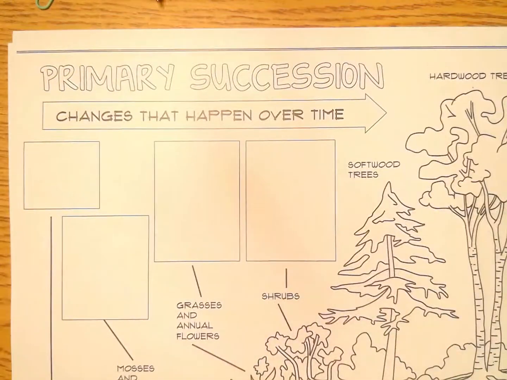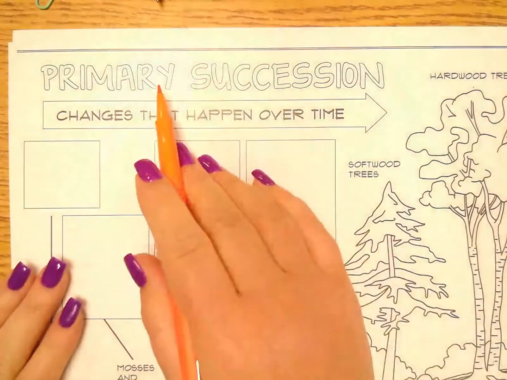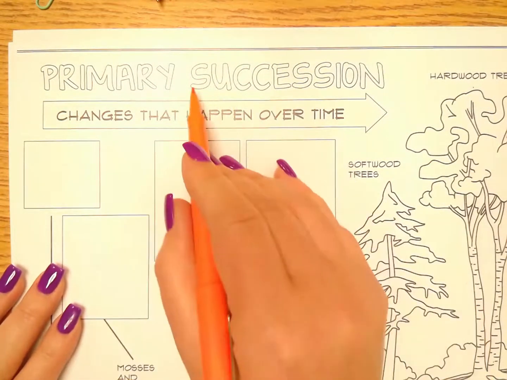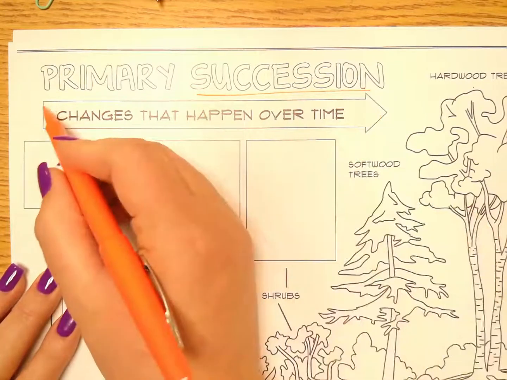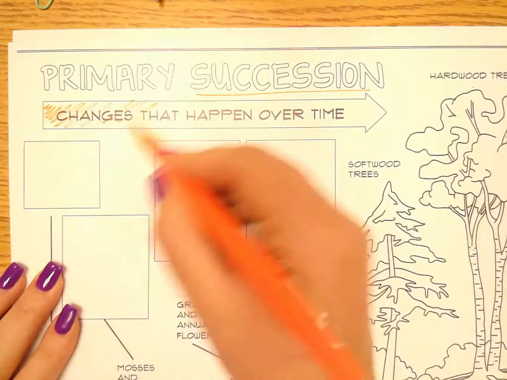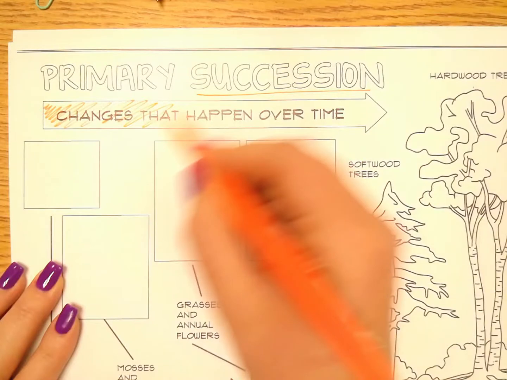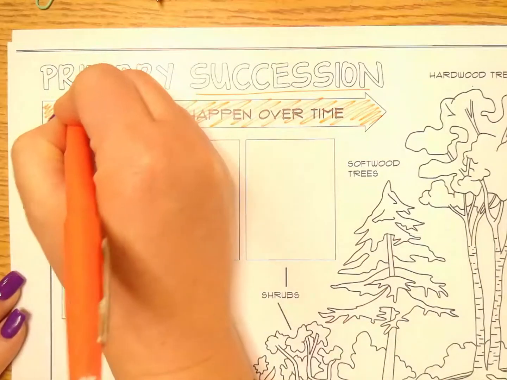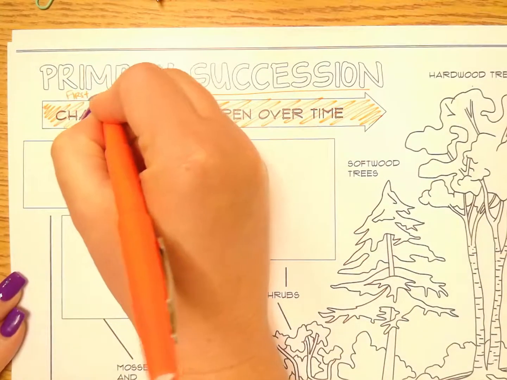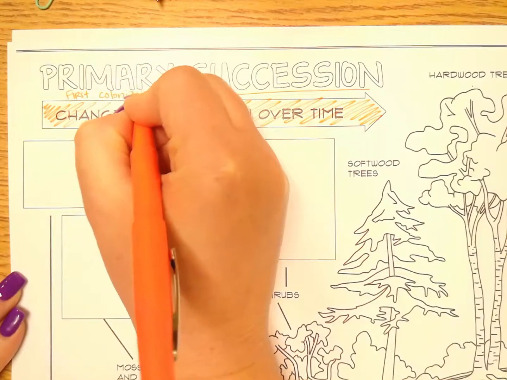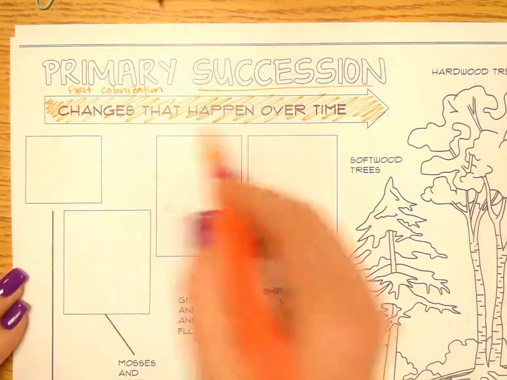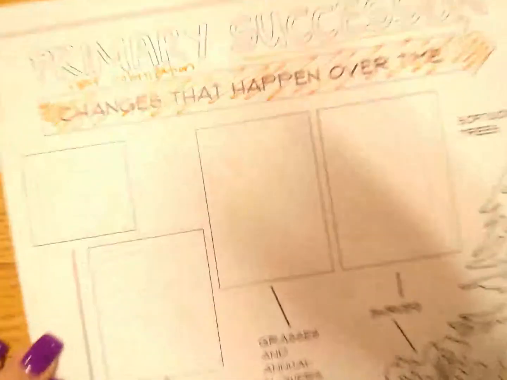So I just want to remind you guys that primary succession involves changes that happen over time, right? That's the succession part. Changes that happen over time. The primary part is just like when you're in primary school. That is the first colonization. The first time that plants are going to grow in a particular area. Okay.